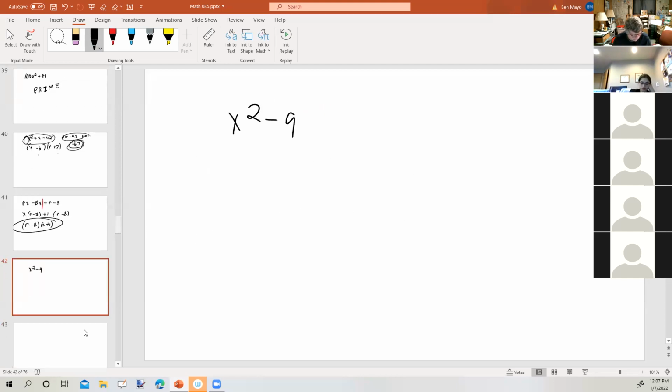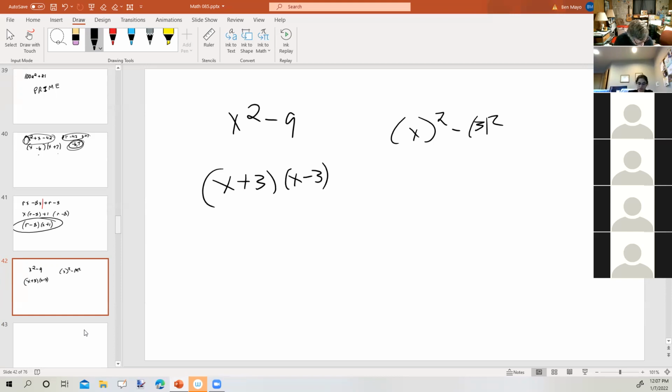Okay, how about this one? X squared minus 9. What are you going to do with that? The method that we've been doing. Yeah, that's the difference of 2 squares. So X plus 3, X minus 3. Okay.